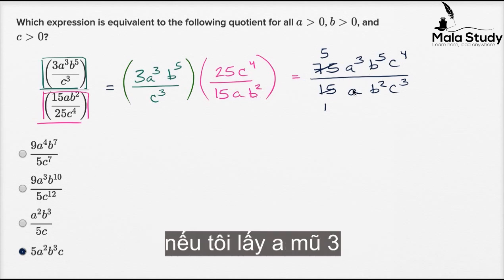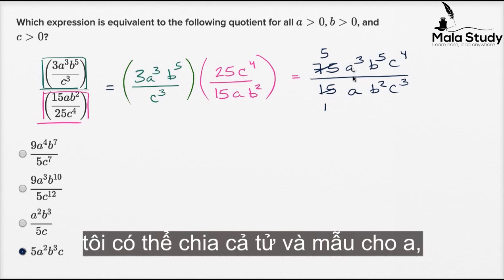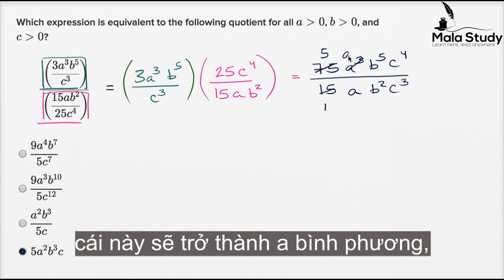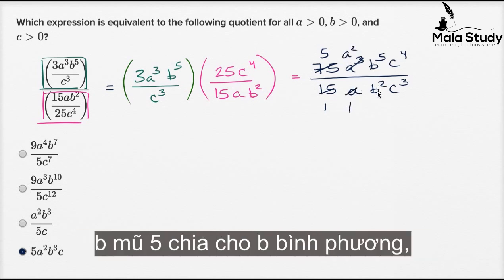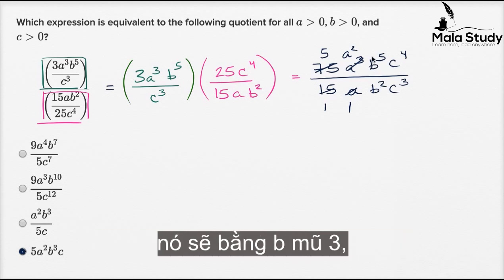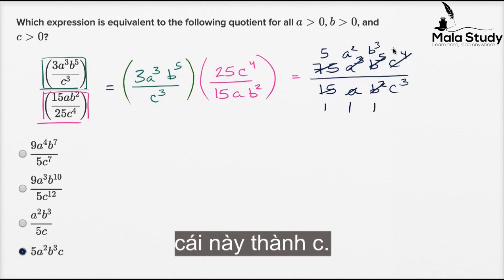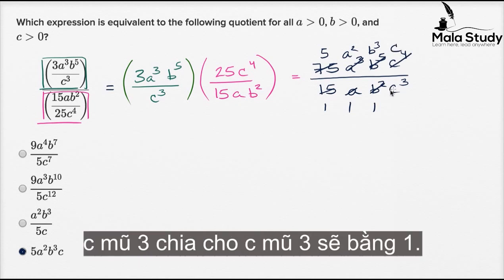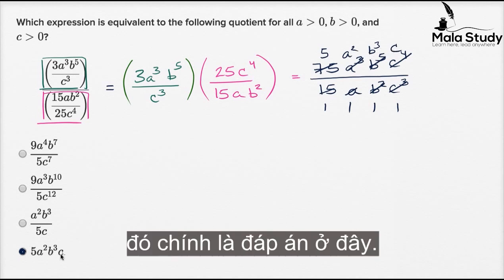If I divide a to the third by a, I could divide these both by a. This becomes a squared. This becomes 1. B to the fifth divided by b squared is going to be b to the third power. C to the fourth divided by c to the third is just going to be c. C to the third divided by c to the third is just going to be equal to 1. So you get 5a squared b to the third c, which is exactly what you have here.